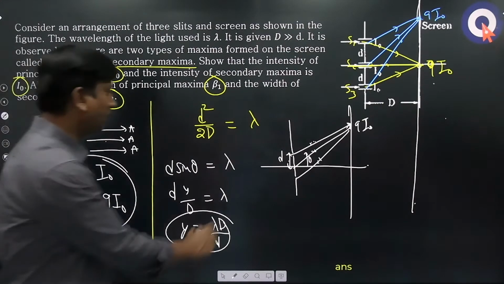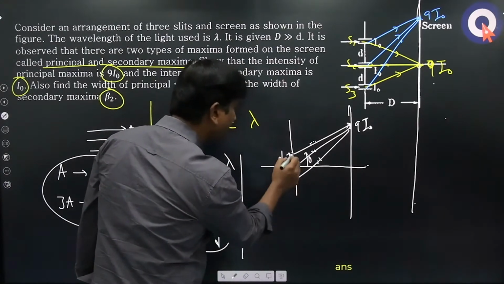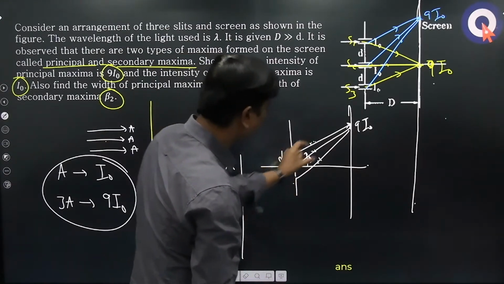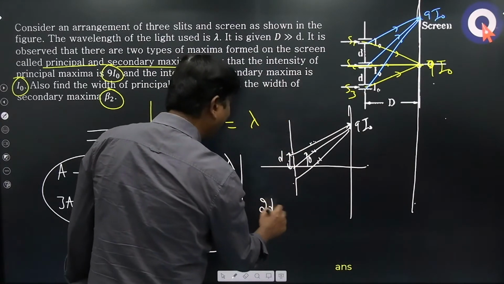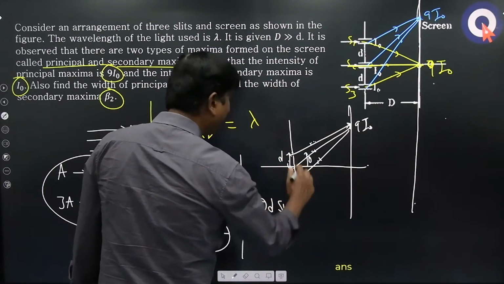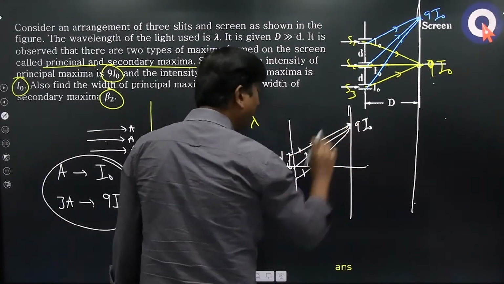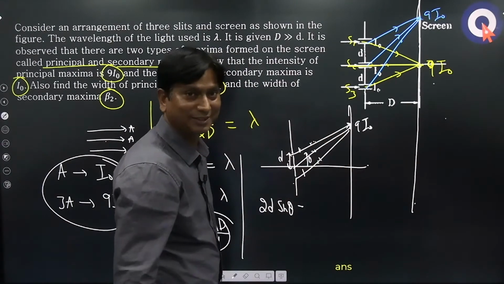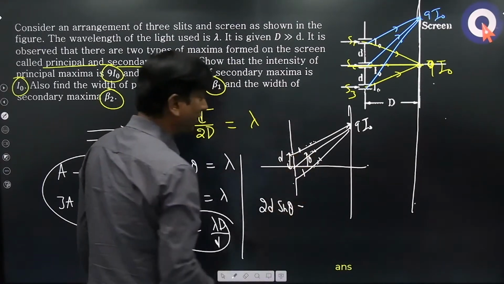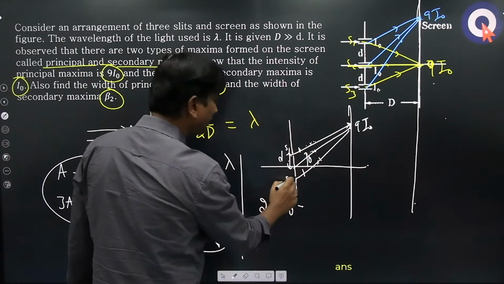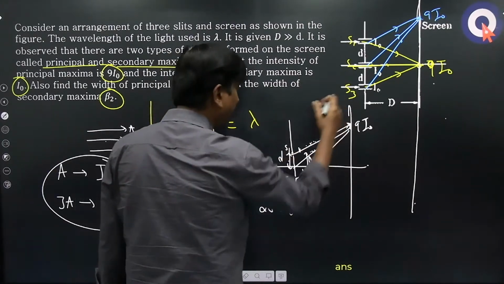Or else you can even write between these two, what is the distance between these two? 2d. So what is the path difference between these two? That also you can put it 2d sine theta, and the path difference between this one and this one has to become equal to 2 lambda. Then only between these two lambda and between these two lambda. So total between this and this, I'll take directly between S1 and S3. So path difference between S1 and S3 should be 2 lambda.